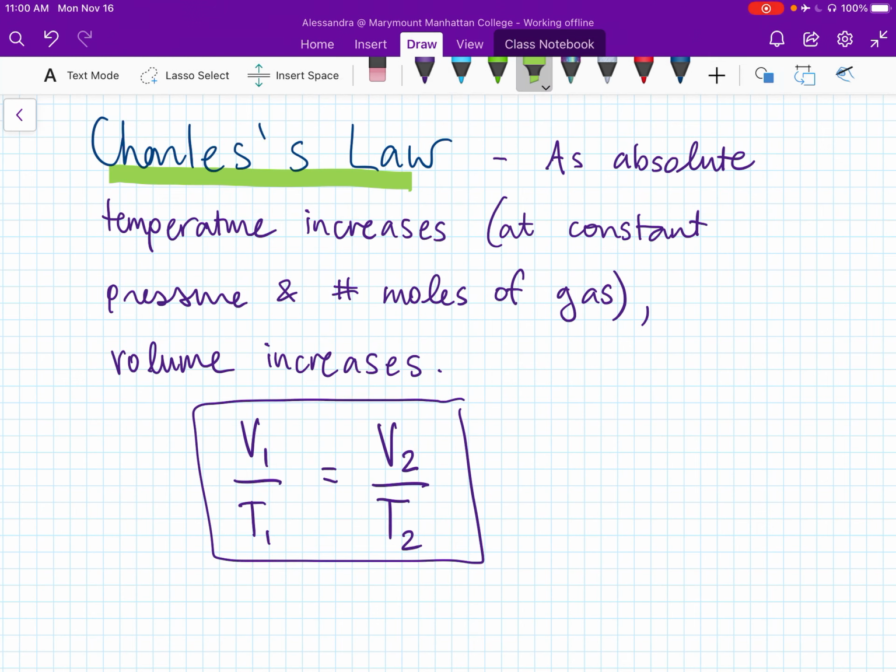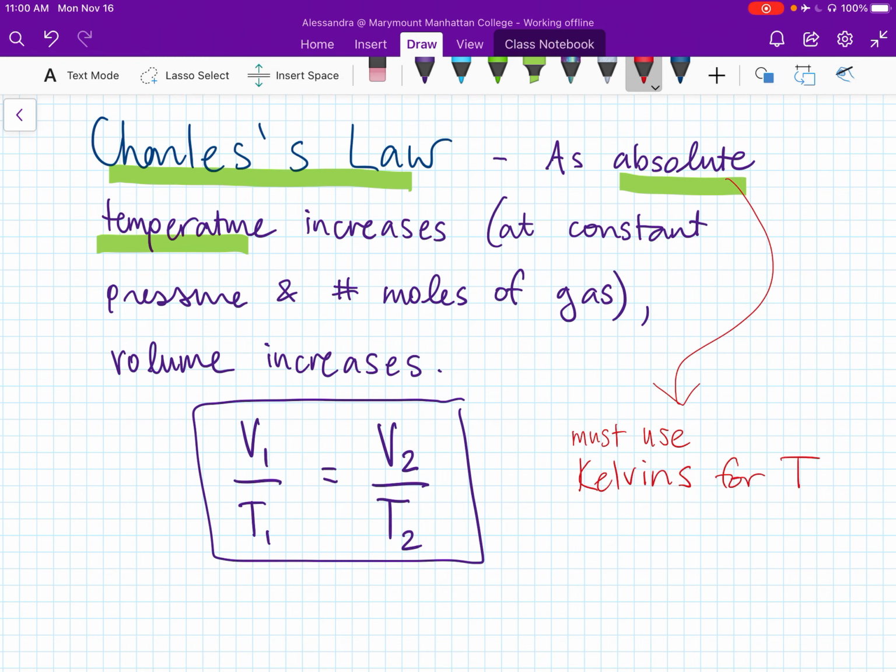Now, Charles's law refers to absolute temperature. So whenever we're plugging in temperatures here, you must use the absolute scale, which is in Kelvin. So you must use kelvins for the temperature in Charles's law. And just as a review, if you take the Celsius temperature and add 273, you get the Kelvin temperature. So you can always interconvert between Celsius and Kelvin.